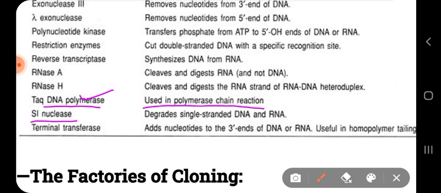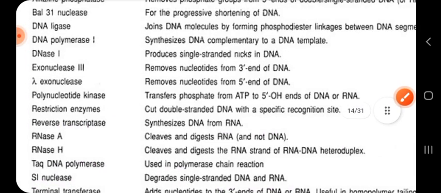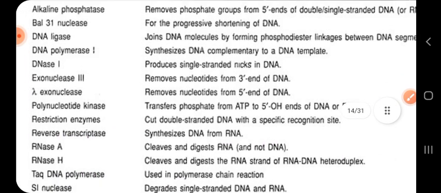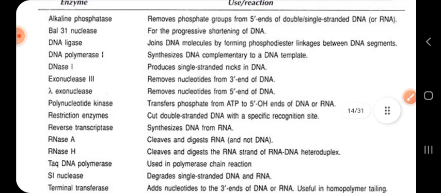Then S1 nuclease, as I have said a little bit ago, degrades single stranded DNA and RNA. Reverse transcriptase is also important. They synthesize DNA from RNA. Many enzymes are there which you have to summarize. Just summarize them, it will be useful for you. Now basically MCQ pattern is given on your examination nowadays, but you have to still study them. So this type of short questions may come in your exam.